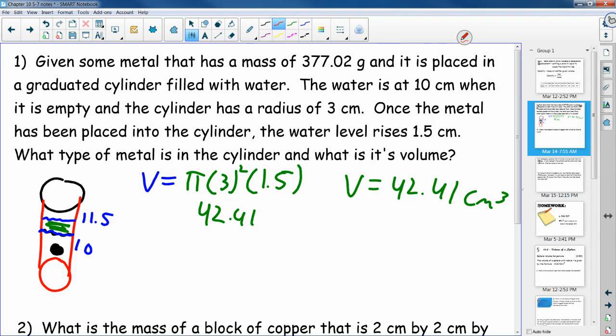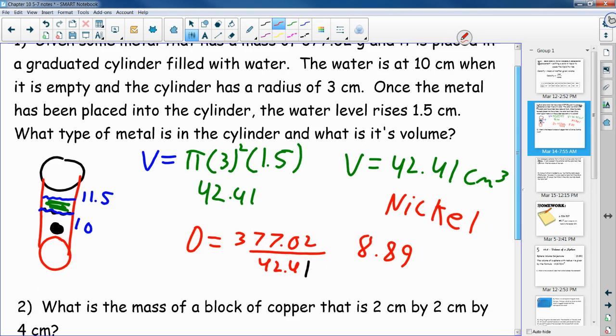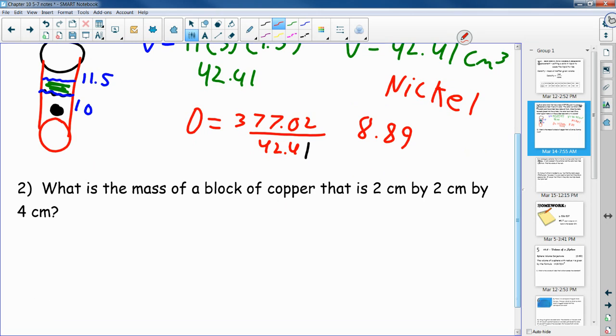But we're also looking for what type of metal it is. To find the metal, we can use the density of the object. Our mass is 377.02, and we divide that by 42.41. That'll give us our density. When we do that, our density comes out to be 8.89. We look back on our first page to figure out what type of metal that is, and it is nickel. So to figure out our density, we found our volume, divided mass by volume, and got our density, which tells us that it is nickel because it is the closest one possible.